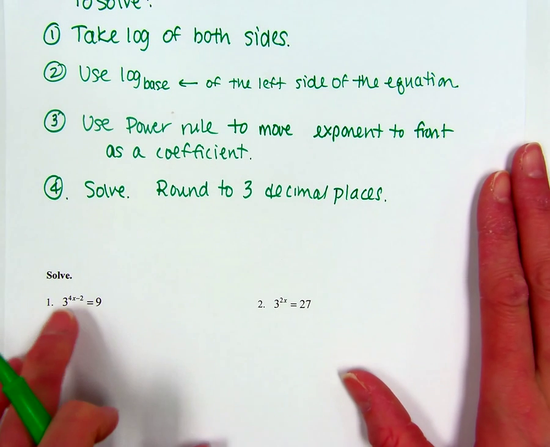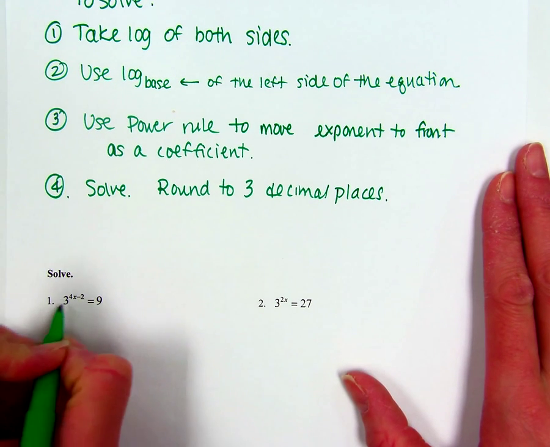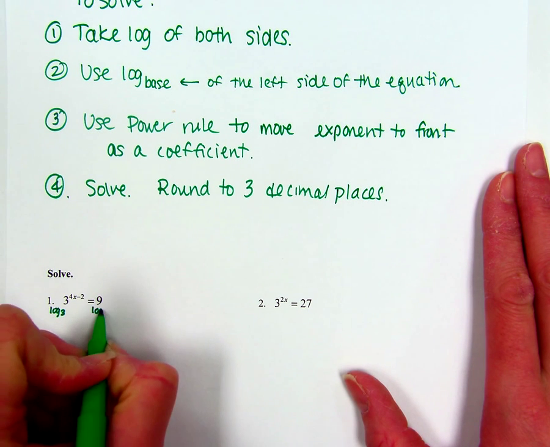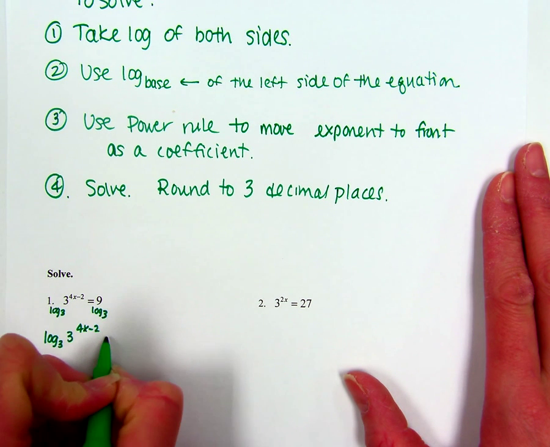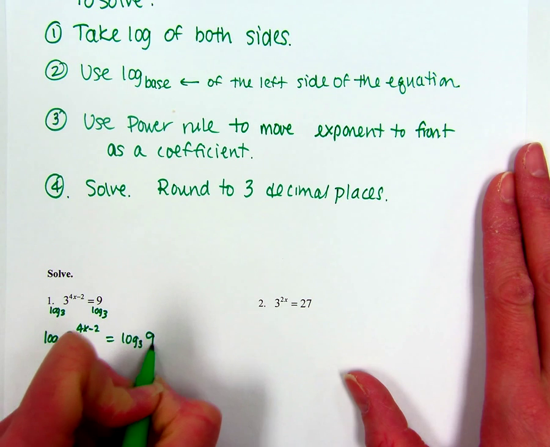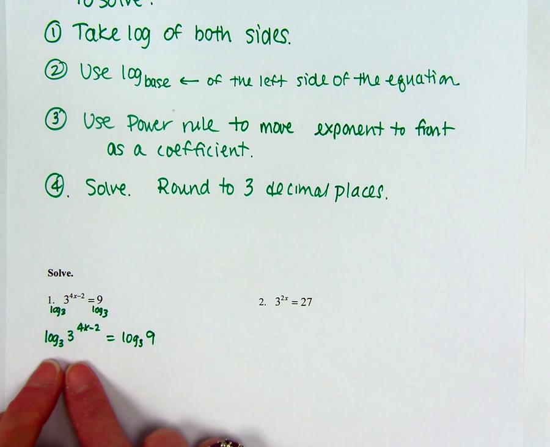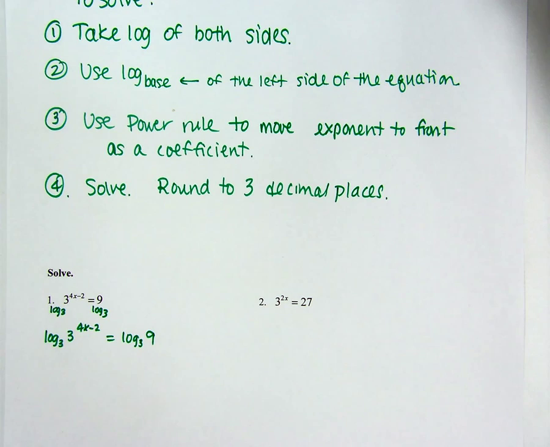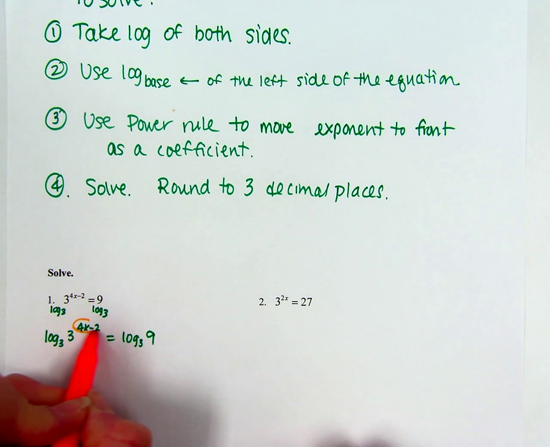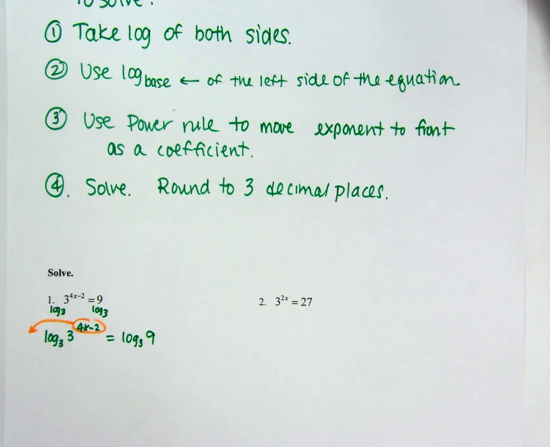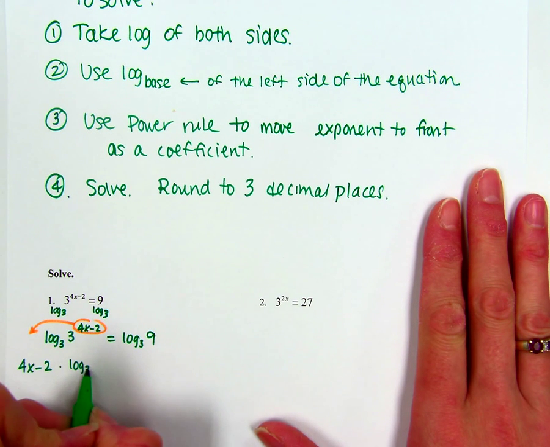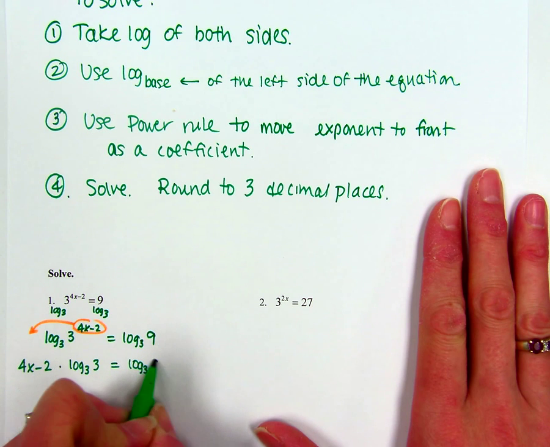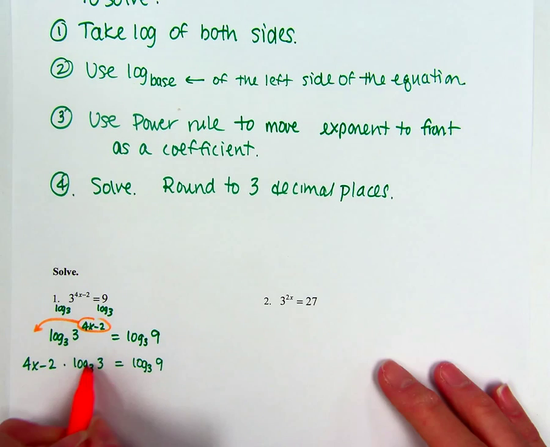All right, so number 1, so I see that my base is 3. So I'm going to take log base 3 of both sides. I'm just going to rewrite it here. So I have log base 3 of 3 to the 4x minus 2 equals log base 3 of 9. First off, this exponent, we remember from our power rule, can move to the front. So this is now going to be 4x minus 2 times log base 3 of 3 equals log base 3 of 9.